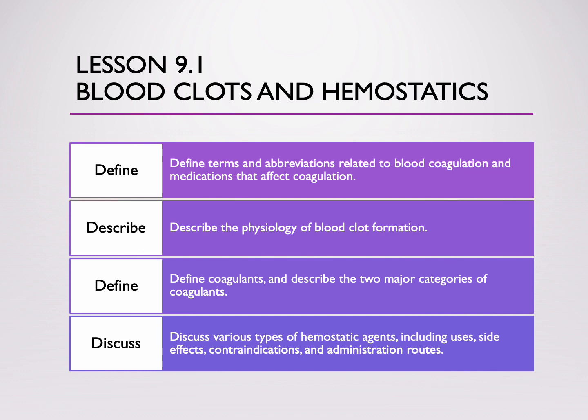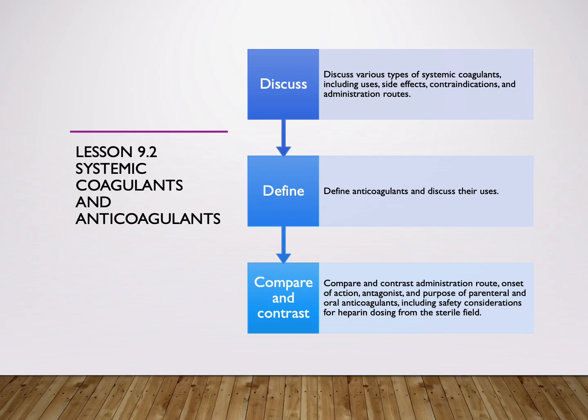You should also come away with a better understanding of the various hemostatic agents, their uses, side effects, contraindications, and administration routes. But wait, there is more. During the second portion of the lecture, you're going to gain a better understanding of the various types of systemic coagulants and anticoagulants. You should also be able to compare and contrast administration route, onset of action, and antagonists.